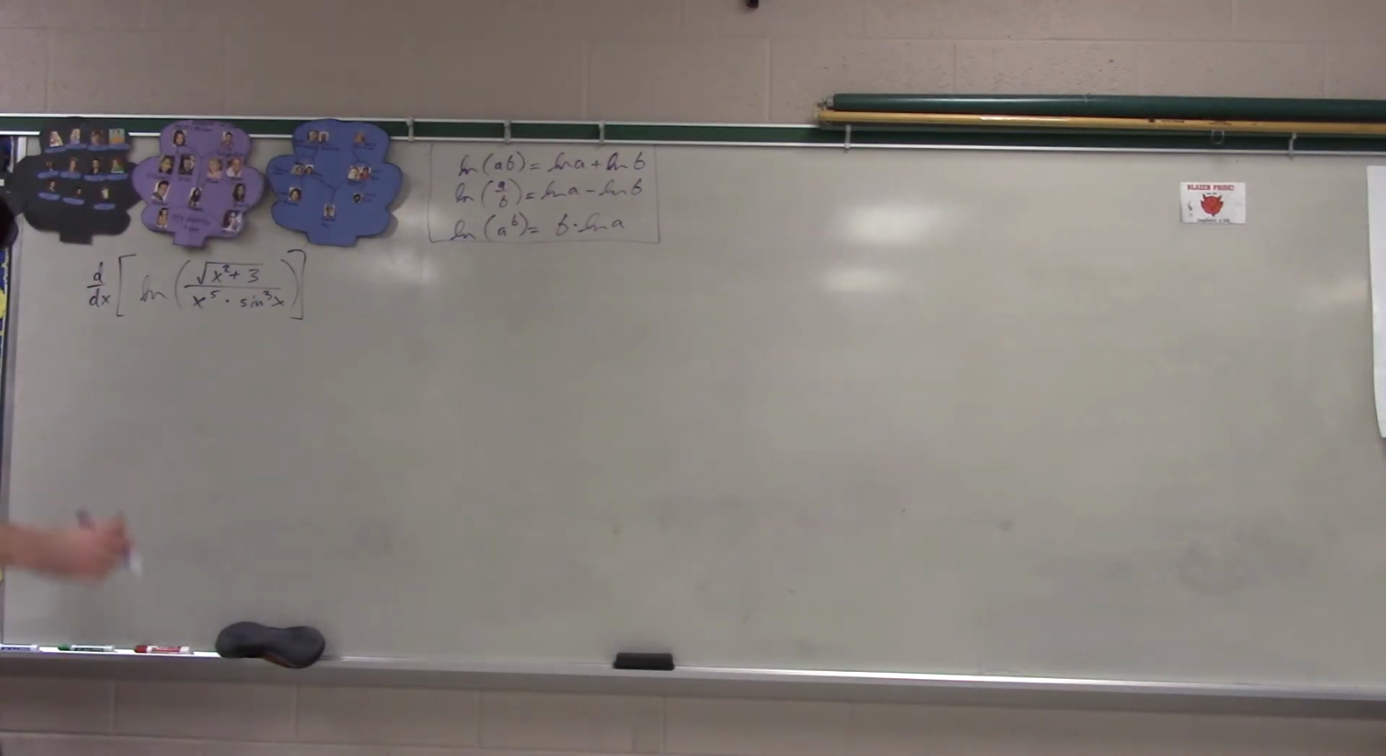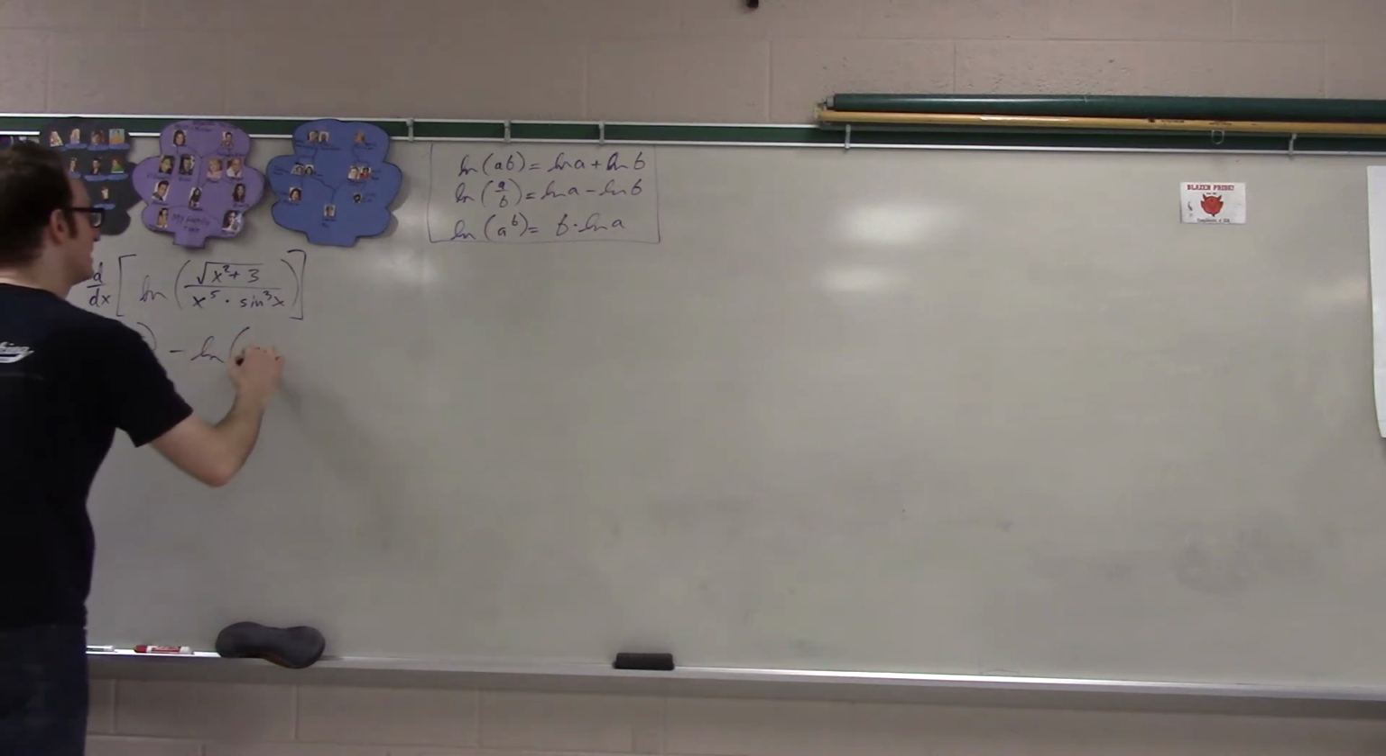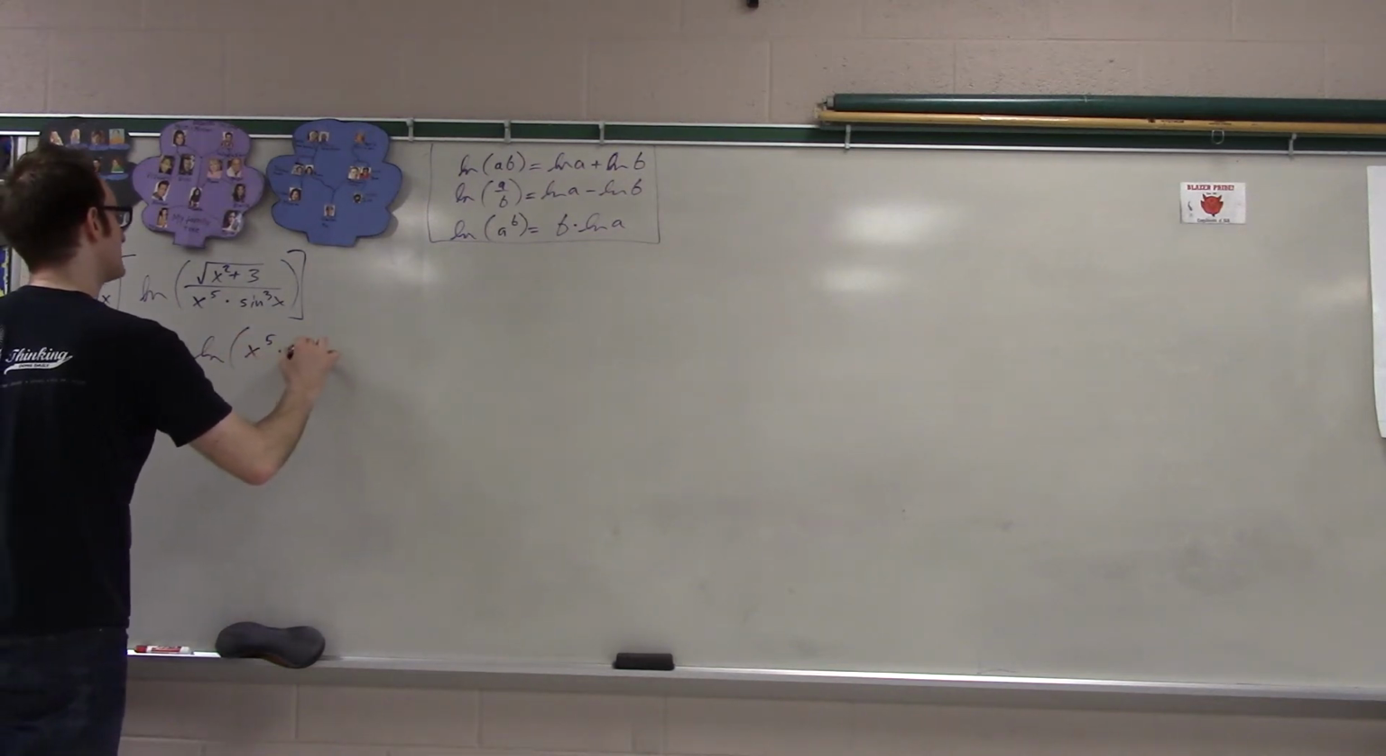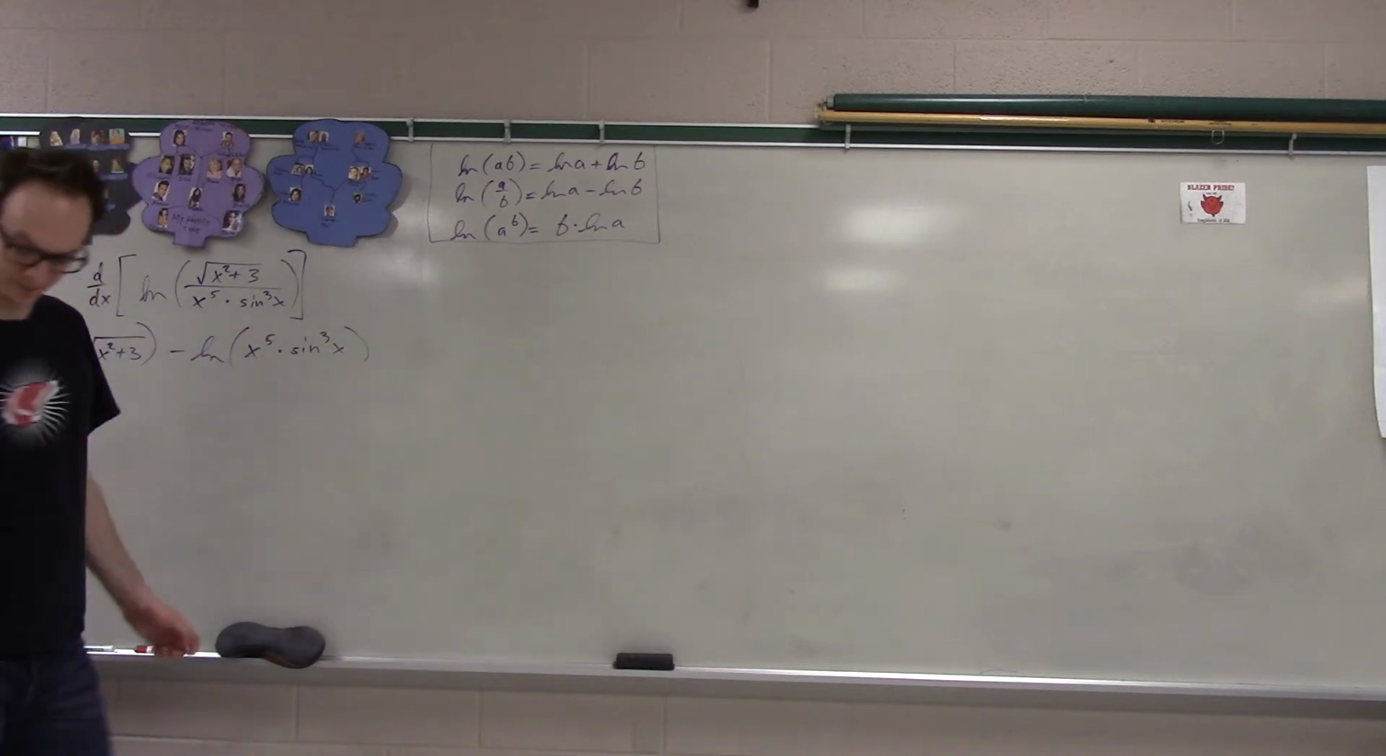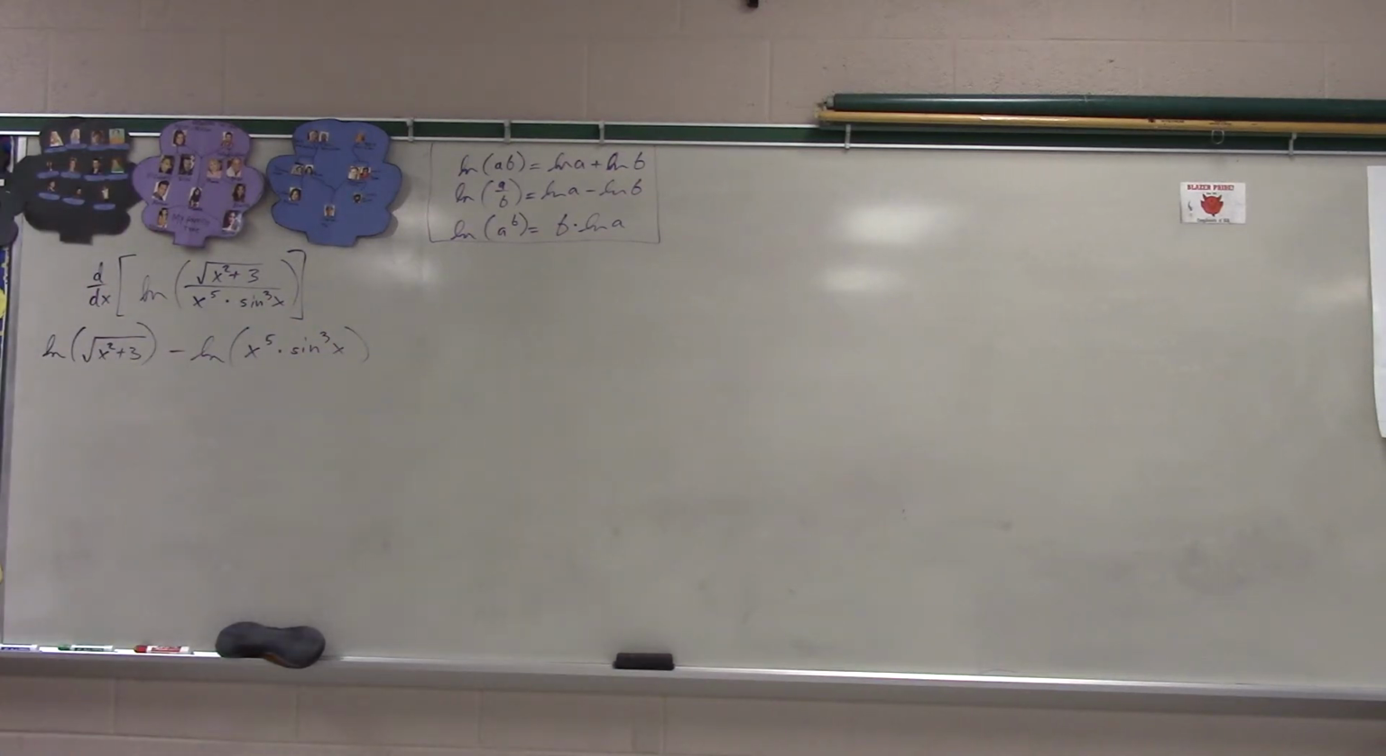Okay, so now this becomes a brilliant thing, right? Because this natural log can be split up. In fact, before differentiating, I can rewrite this as well. It's the natural log of root x squared plus 3 minus the ln of x to the 5th times sine cubed x, by log rule 2.